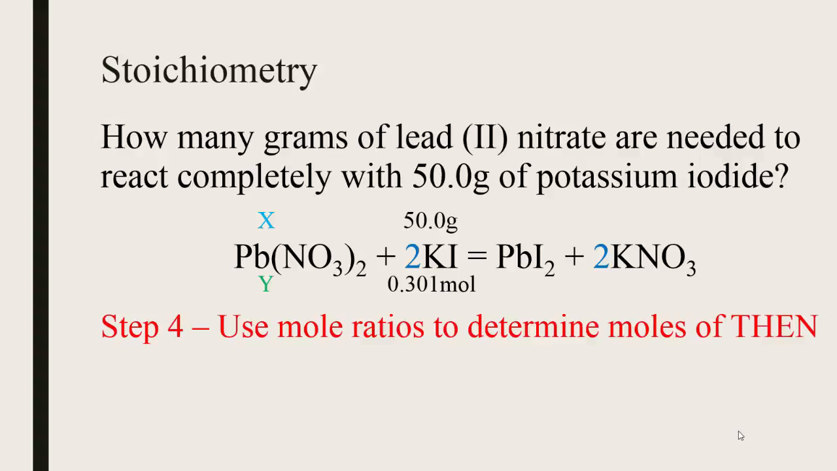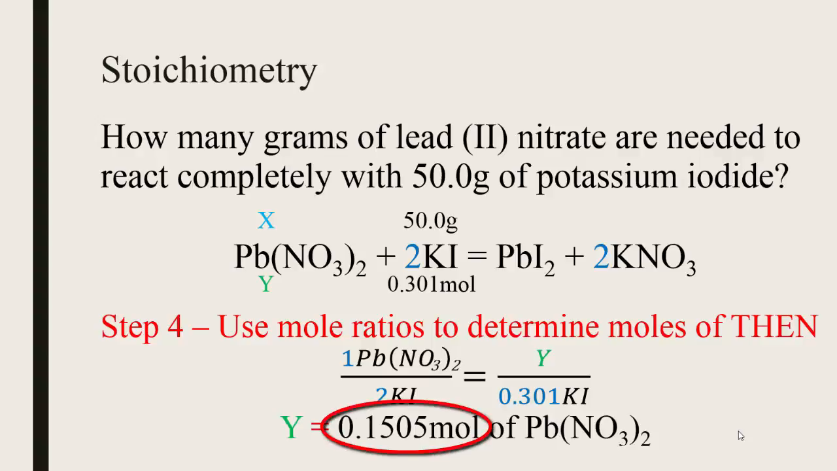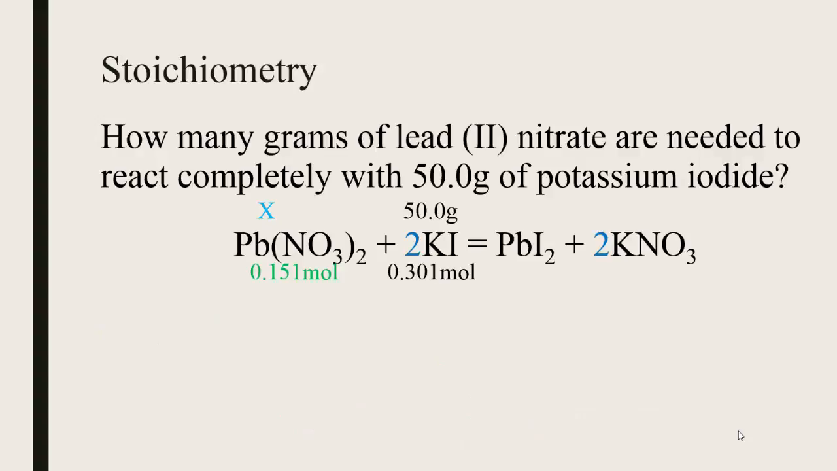Step 4, I need to use the mole ratios to determine the moles of the then product, the lead nitrate. So I set up the ratio, 1 lead nitrate to 2 potassium iodide equals Y over 0.301. Cross multiply, divide, and you get this for the answer. So with correct sig figs, you have 0.151 moles.